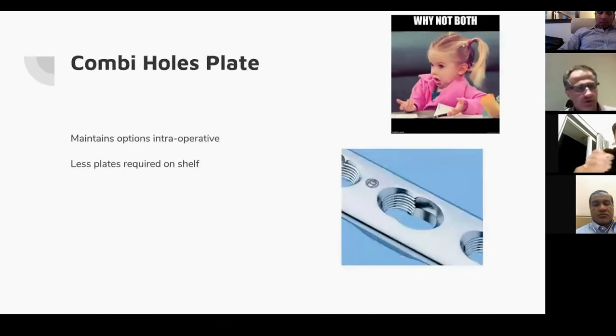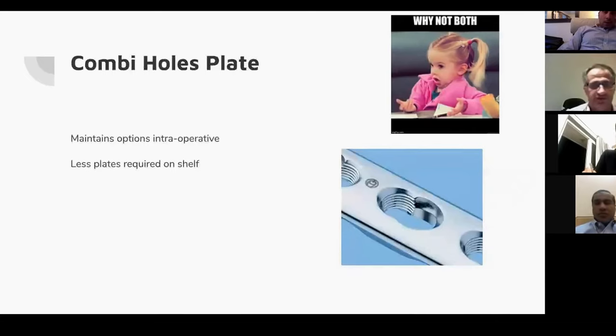And then why not use both? So that's what you're going to say in your exam. Those are my options of fixation, but an ideal plate will give me both options. Okay. Then the advantages will be, of course, that you have many more options intraoperatively, but other advantages include fewer plates, less equipment required on your shelf.